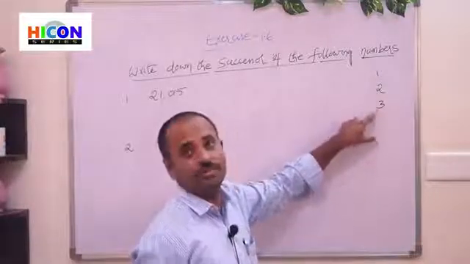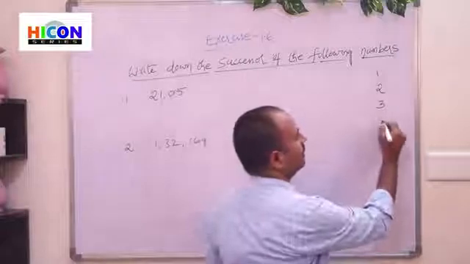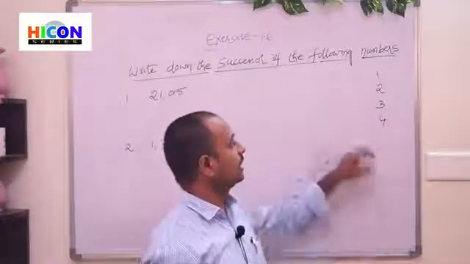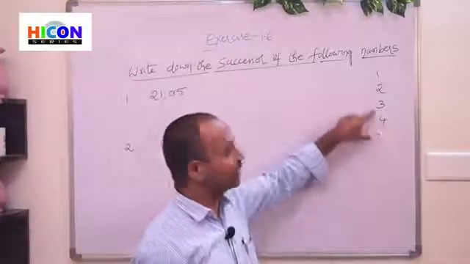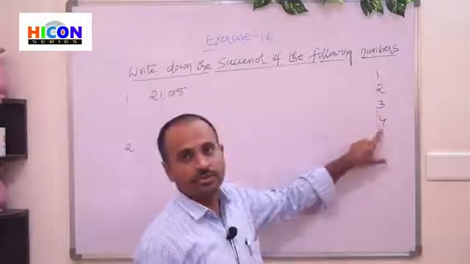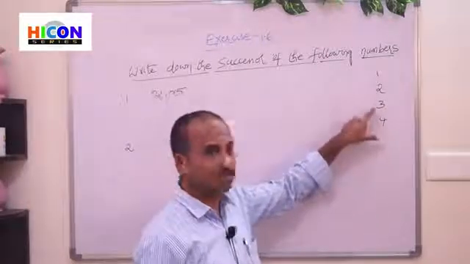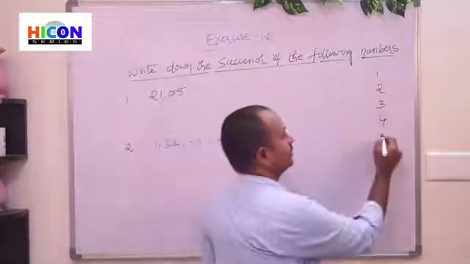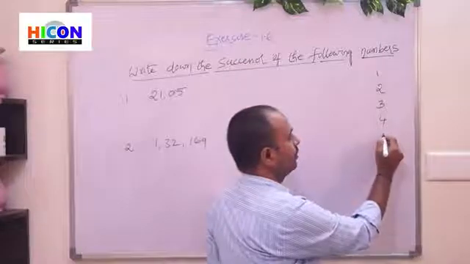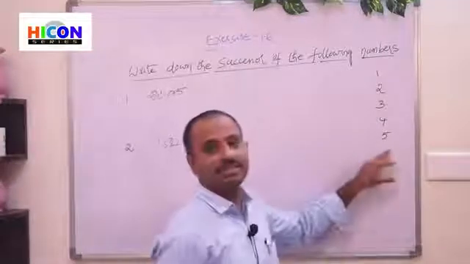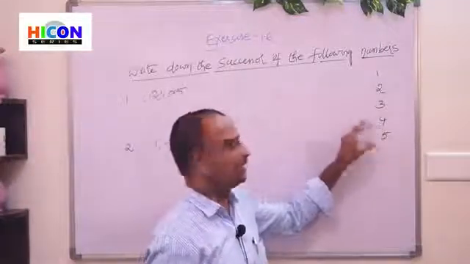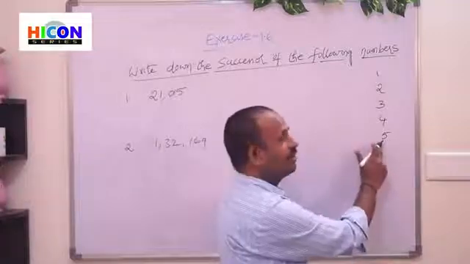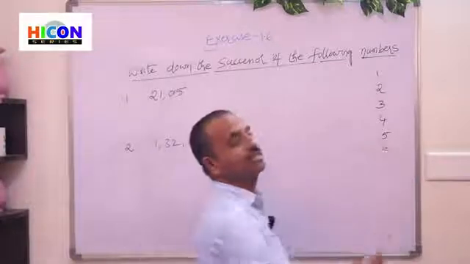What is the successor of 3? The successor of 3 is 4. How can we obtain 4? By adding 1 to 3, we will get 4. So that's why 4 is called the successor of 3. In this way, what is the successor of 4? Add 1 to 4, we will get 5. So 5 is the successor of 4. In the same way, 6 is called the successor of 5.